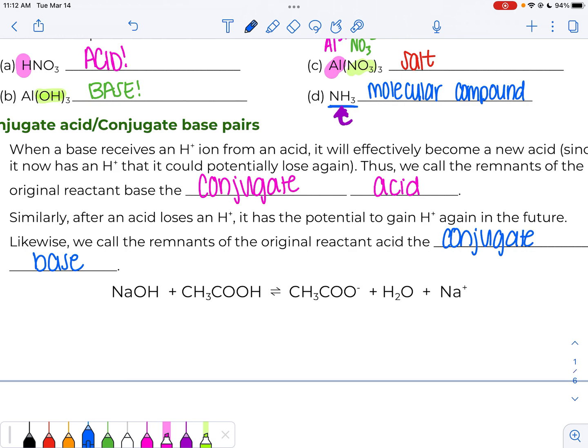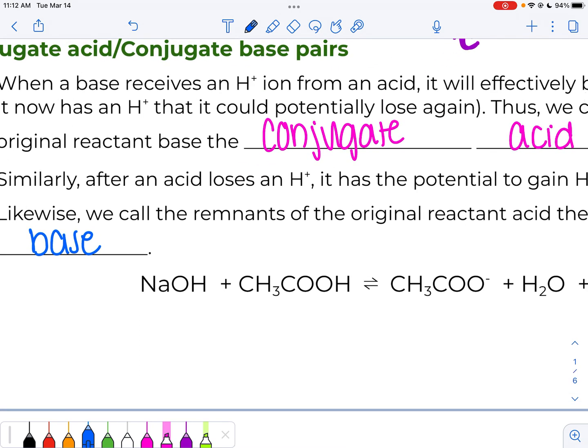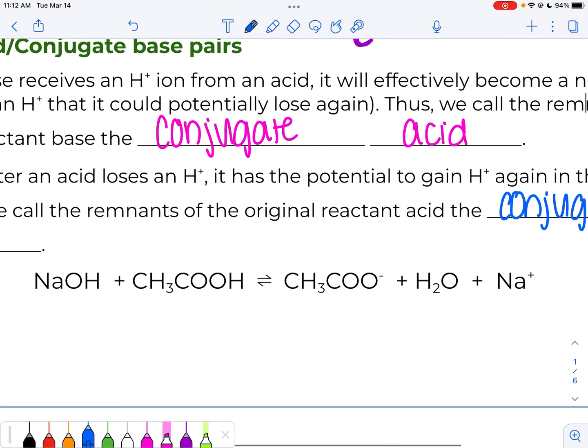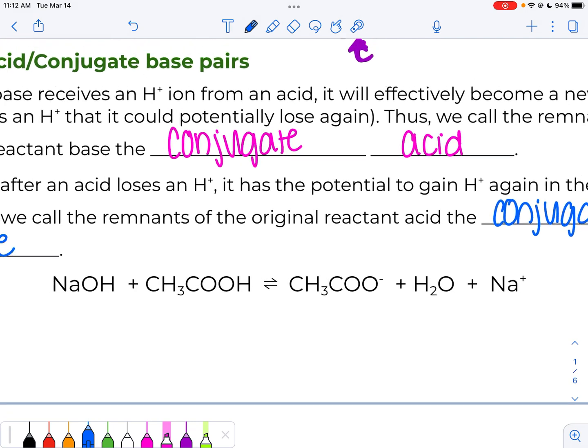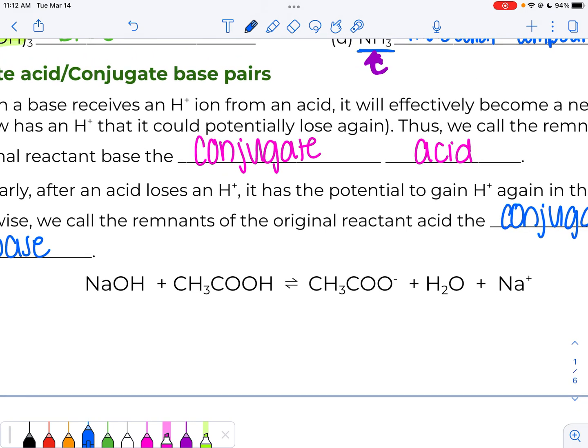So let's use this reaction here as an example. You have NaOH reacting with acetic acid to produce these three substances at the end. All right, so think about which one's going to be our acid or our base according to the Bronsted-Lowry definition. Well, this thing right here has a hydrogen right on at the end. This thing has an OH right there. So this must be our acid. This thing can donate its hydrogen.